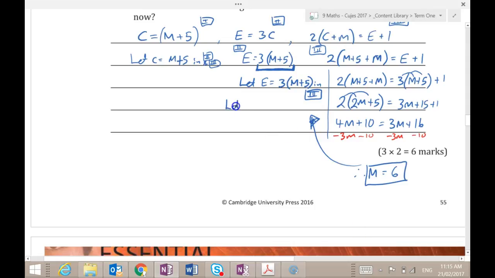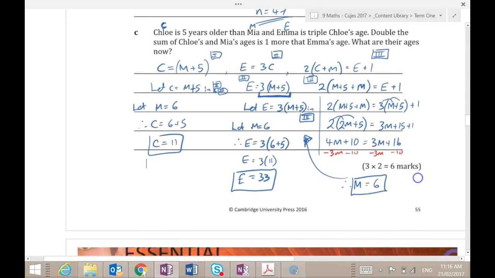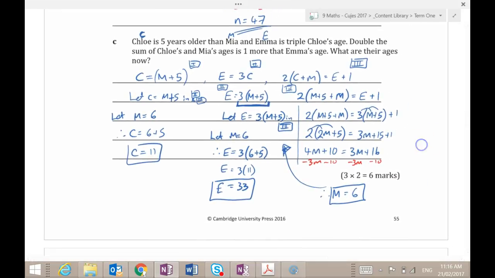So I'm going to say let M equal 6. Therefore, E is going to be 3 times 6 plus 5, which is 3 times 11, 33. And in the first one, let M equal 6. Therefore, C equals 6 plus 5, C equals 11. And you've got their ages. Mia is 6, Chloe is 11, and Emma is 33.